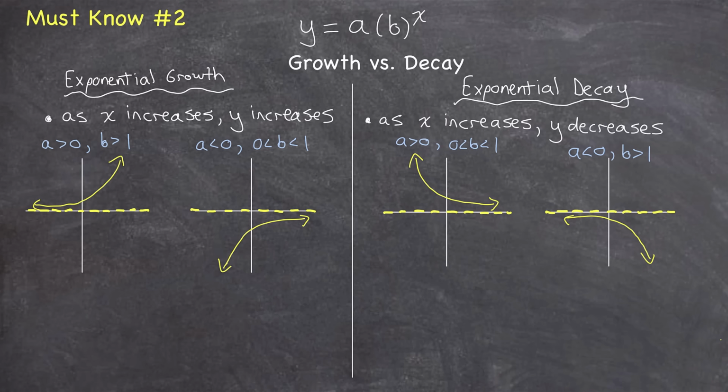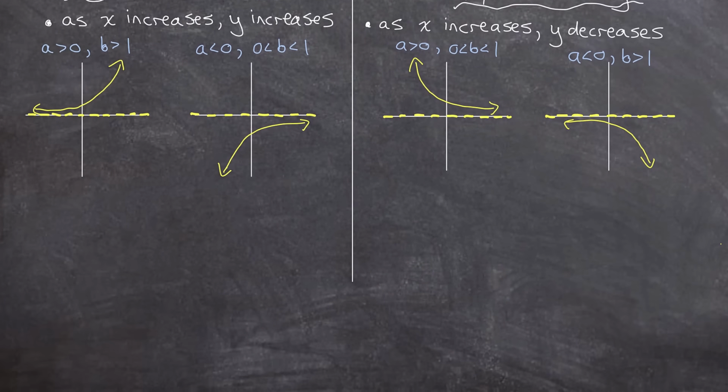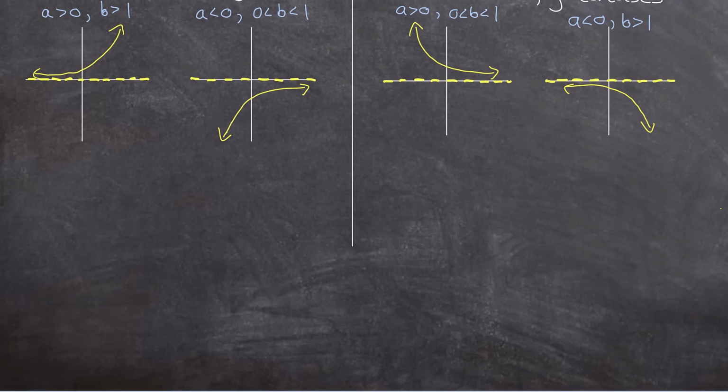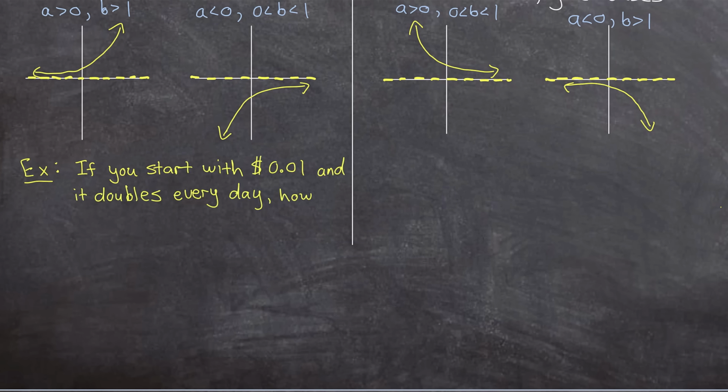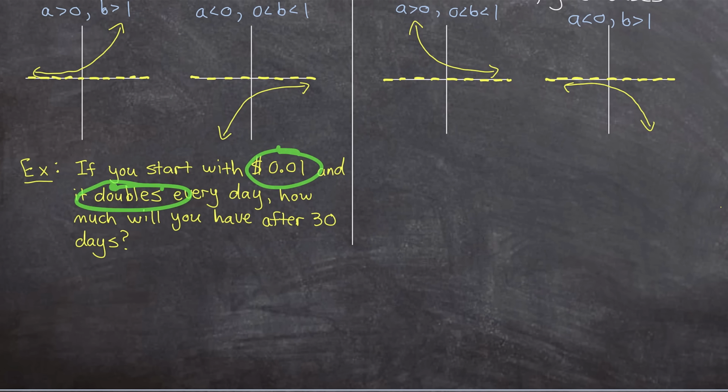Let me do a quick example of a problem that involves both exponential growth and exponential decay. Let's start with an example about exponential growth. This example says, if you start with 1 cent and it doubles every day, how much will you have after 30 days? I know this scenario can be modeled with an exponential function because we have an initial value that is repeatedly being multiplied by 2.